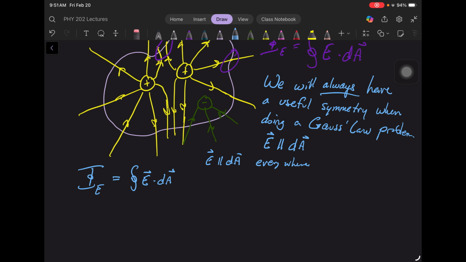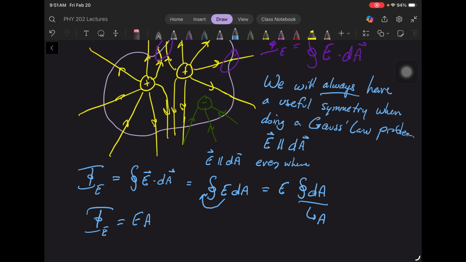then what you can do is have this be equal to this. And the electric field's almost always going to be a constant at our Gaussian surface. And so we pull that out, and we have E times the surface integral of dA, right? This, of course, is just equal to A. And so we get that the flux is almost always going to be equal to just EA, right?